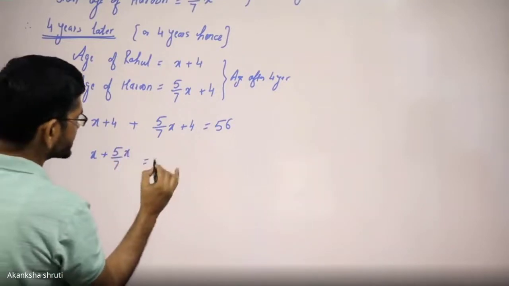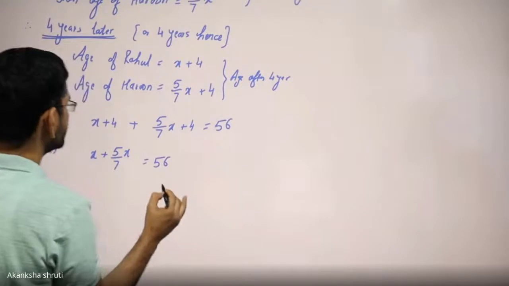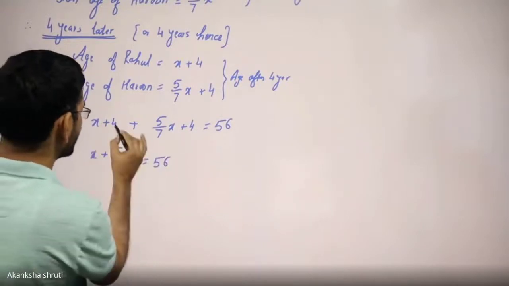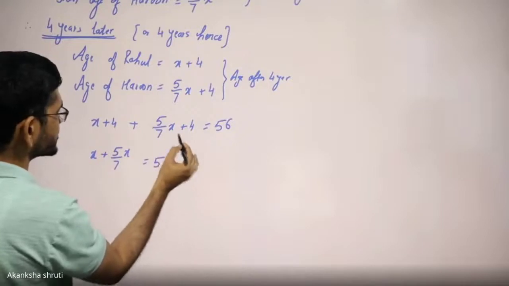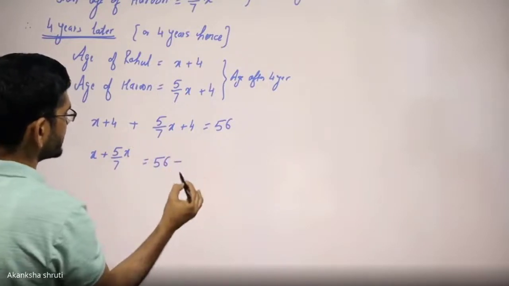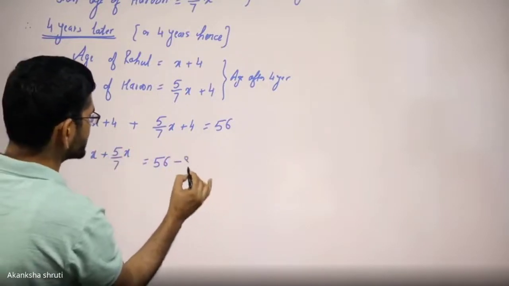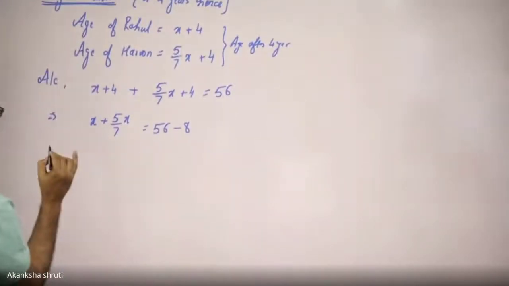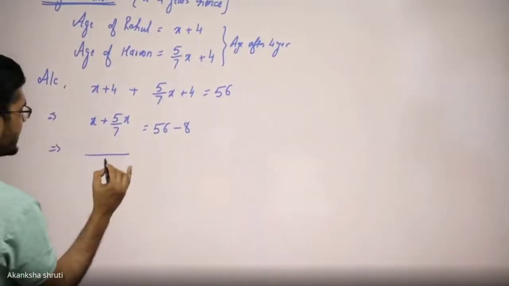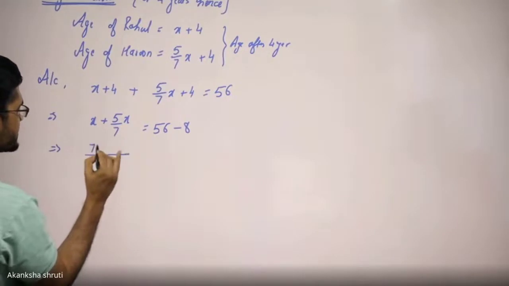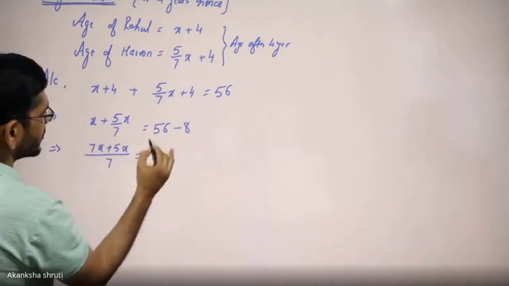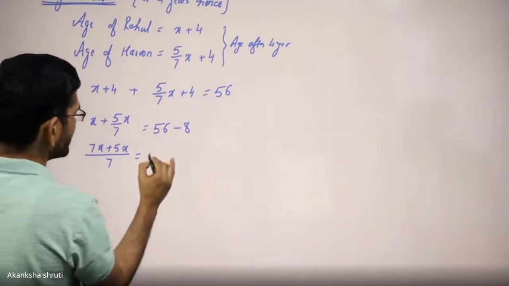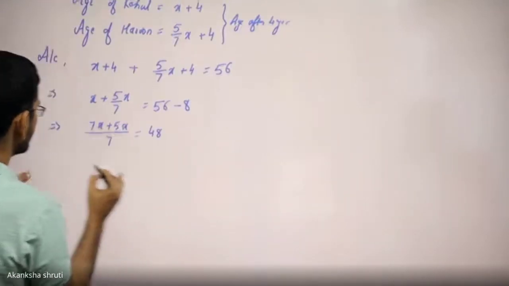And right hand side is 56. This 4 and 4 on left hand side will get added. It becomes 8. So on going to right hand side, it becomes minus of 8. So we need to simplify it. Take the LCM as 7. It becomes 7x plus 5x, and on subtracting, it becomes 48.